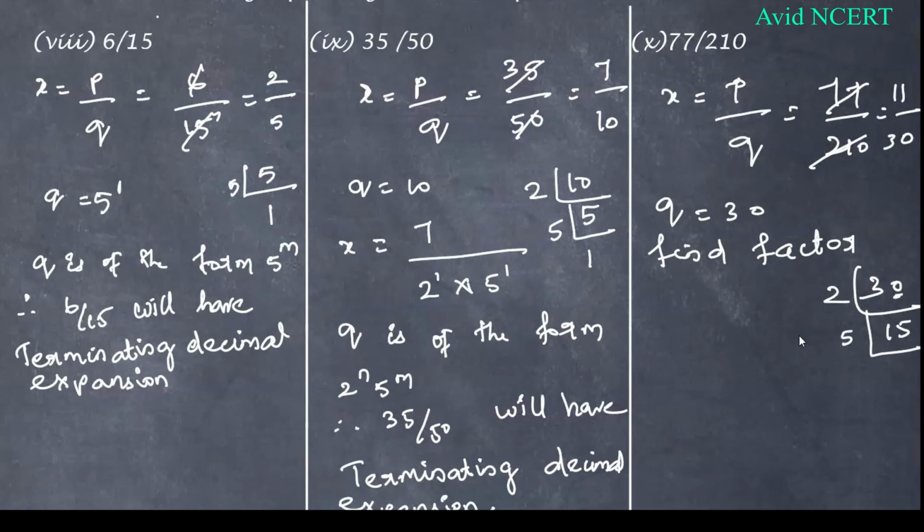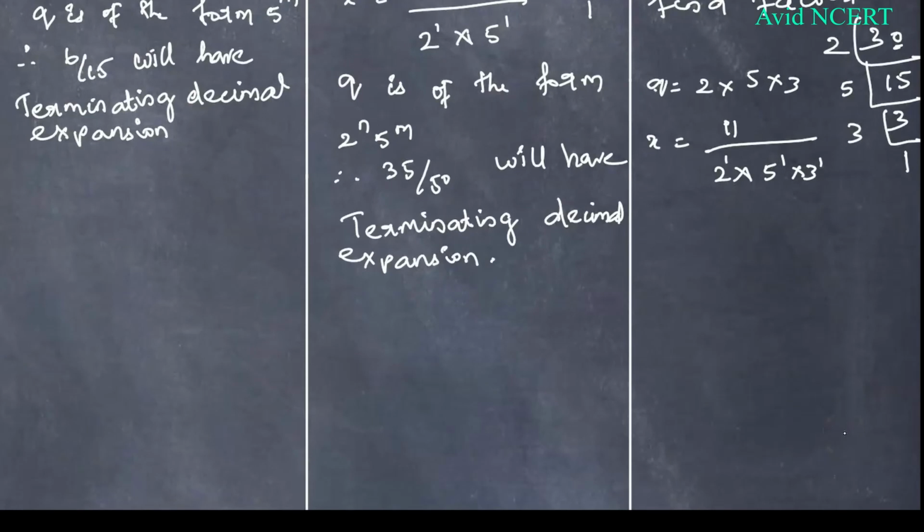Now it's ending with 5, so we'll start with 5. 5 threes are 15. And it's ending with 3. 3 is a prime number. So 3 ones are 3. Now the factor for q is 2 into 5 into 3. Which means x equals 11 by 2 power 1, 5 power 1 into 3. Which means q is of the form 2 into 5 into some other factor.